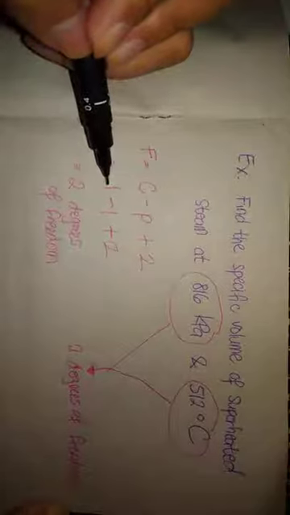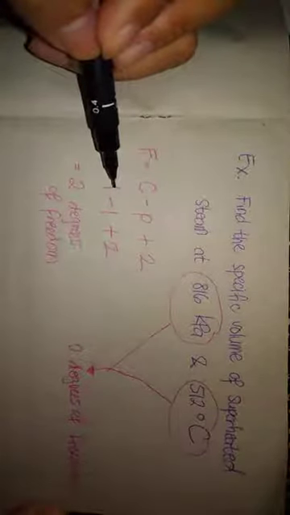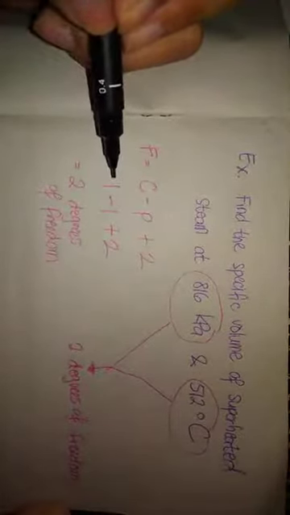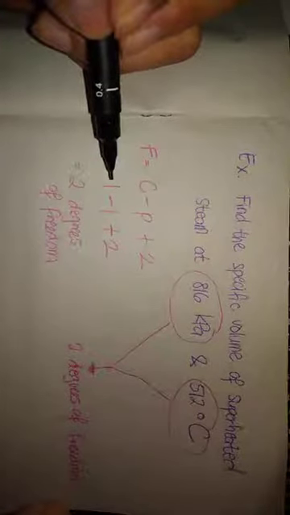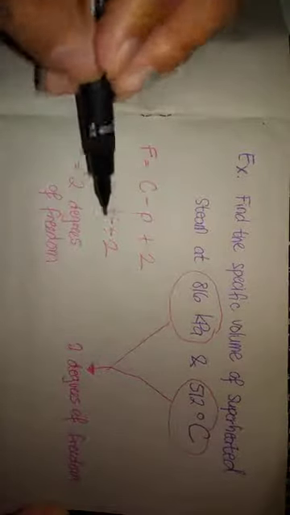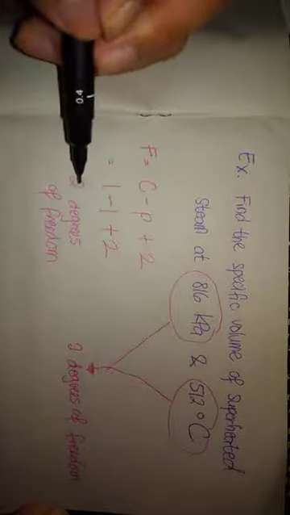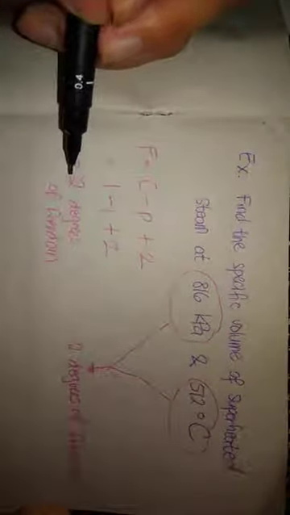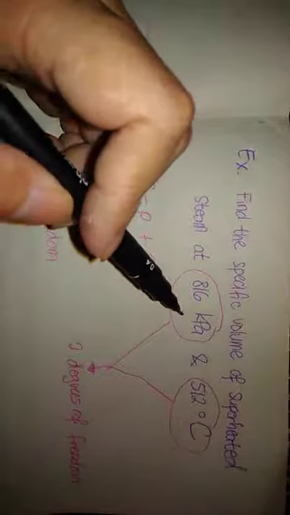So, go back to the Gibbs phase rule. F is equal to C minus P plus 2. How many components? One, because this is water. How many phases? Only one phase, because this is vapor, superheated vapor. The definition of superheated vapor is vapor beyond the boiling point, so there is no liquid left. So, 1 phase only, then plus 2. 1 minus 1 plus 2, so we have 2 degrees of freedom. That's the reason two values were given.